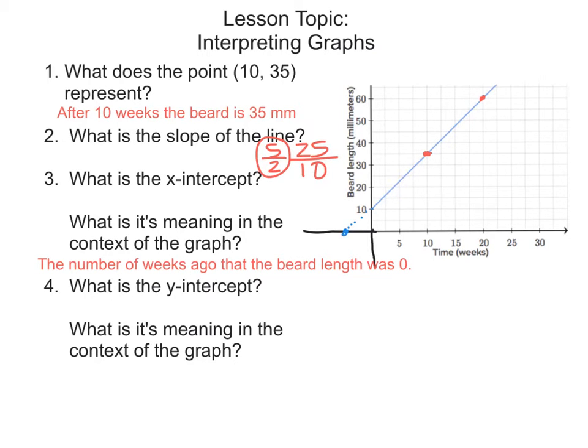Okay. Next, what is the y-intercept? Well, you'll see the y-intercept right here. It's where it crosses the y-axis, and that y-intercept is 10. Right? And what is its meaning in the context of the graph? Well, in context we need to use these labels. The meaning of that point, the y-intercept of 10, is that when there were 0 weeks, the beard was 10 millimeters long.